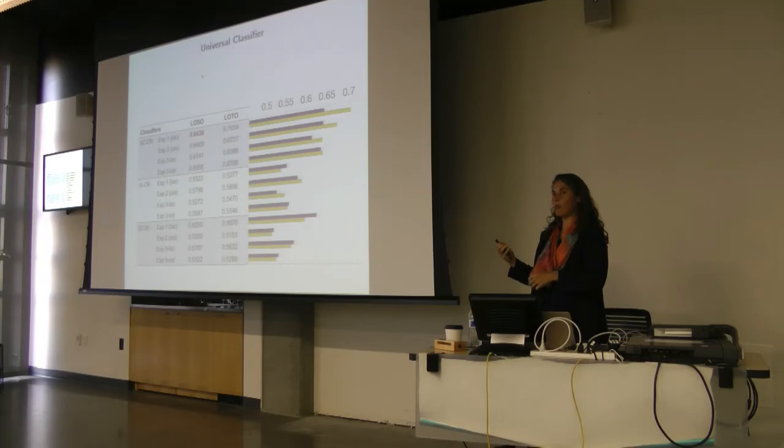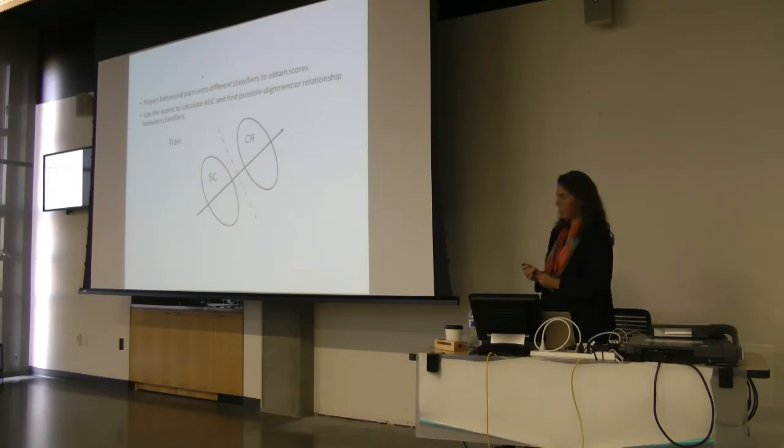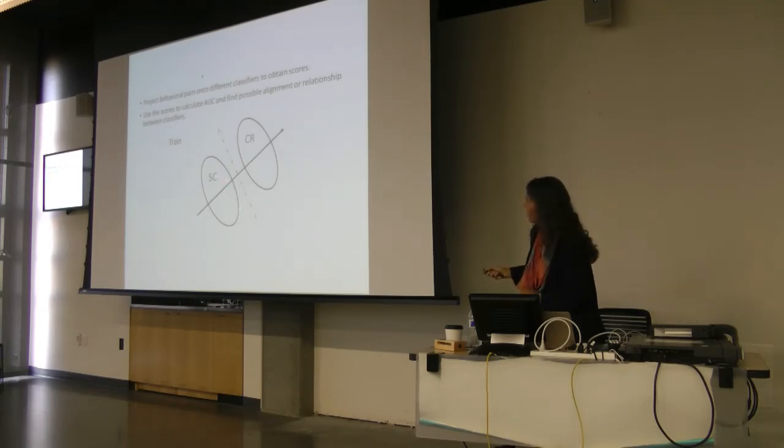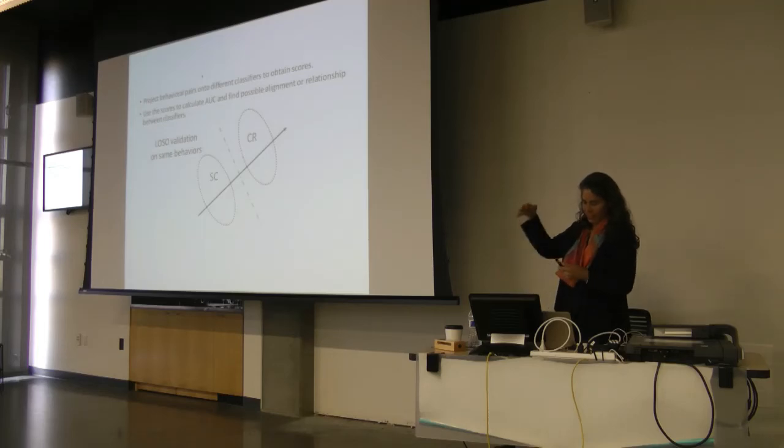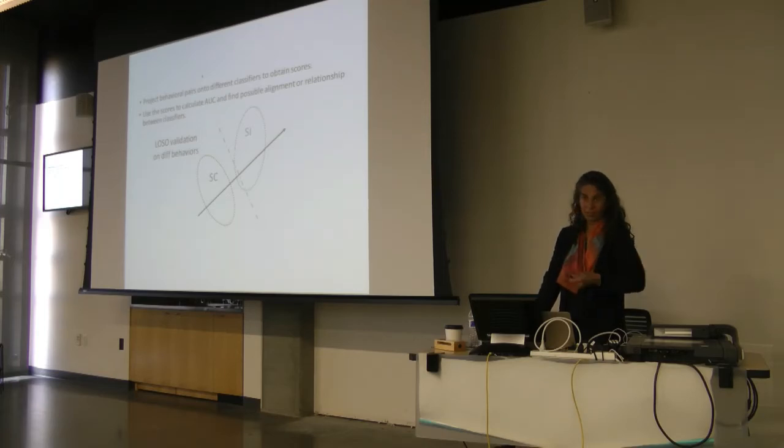We can look at how well the SC-CR classifier does, training leave-one-subject-out on all of the other ones. So that's shown here. We train the classifier on SC versus CR. We can test data from a different subject or the same subject on SC versus CR. We can train on SC versus SI and see how well that classifier classifies on those two.